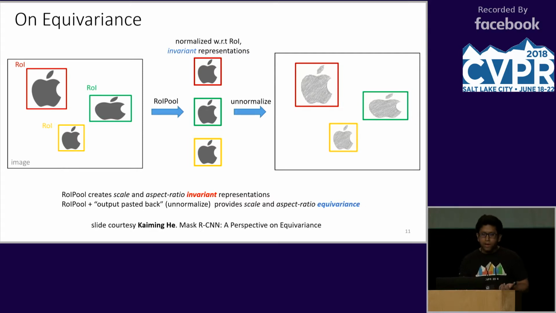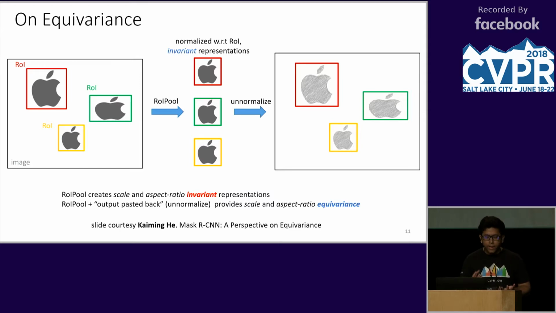This is a slide from Kaiming He, where he shows that for the task of detection and mask, it's very important to maintain equivariance. So if you have a bigger apple, you want your detection box or mask to also be bigger, right? But if you think about ROI pooling, it doesn't preserve equivariance. It makes an invariant representation because the ROI is resized to some fixed size, like 7 by 7 or 14 by 14.